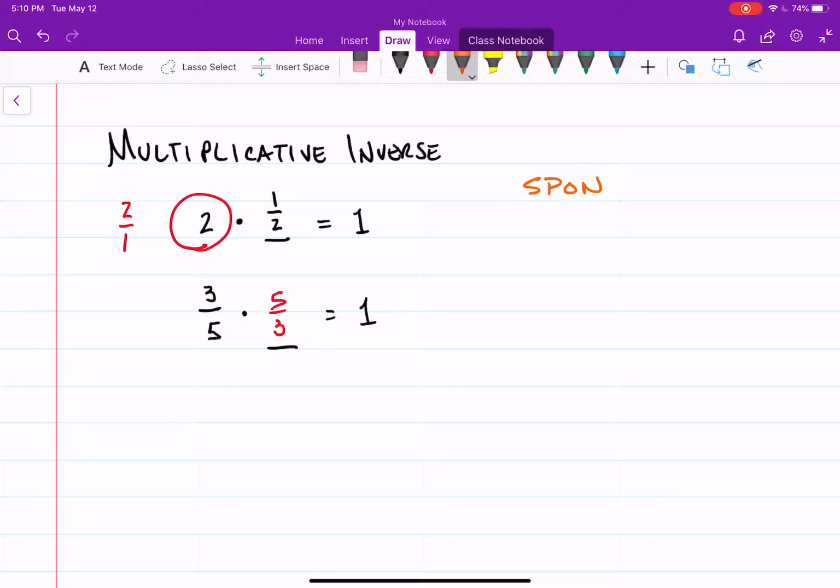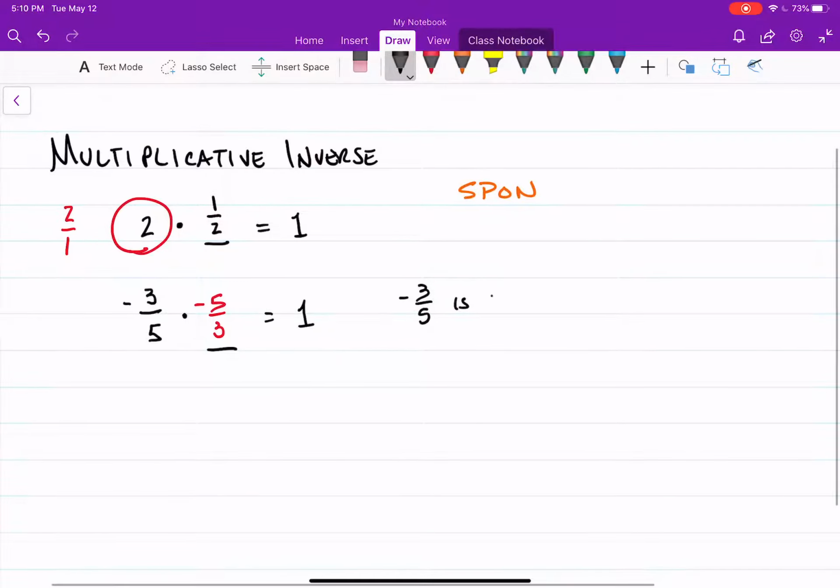So if this was negative 3/5, then we would want negative 5/3. Okay, so this is just telling me that again, negative 3/5 is the multiplicative inverse of negative 5/3.